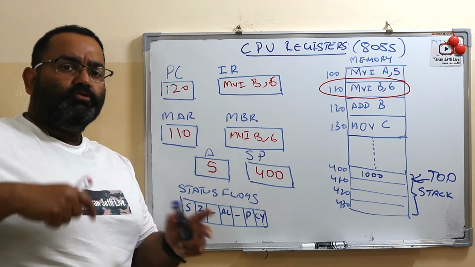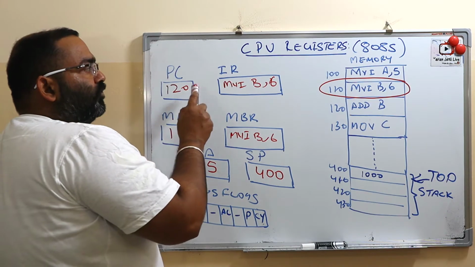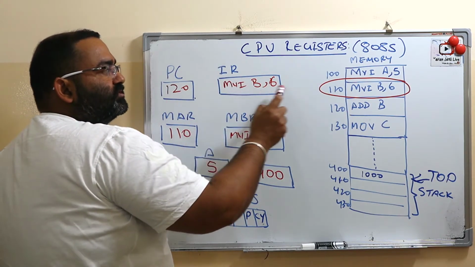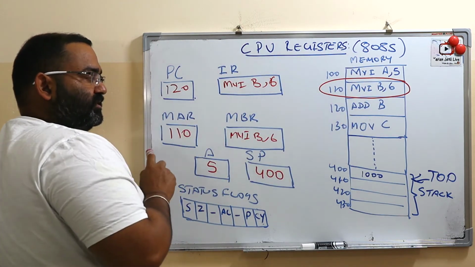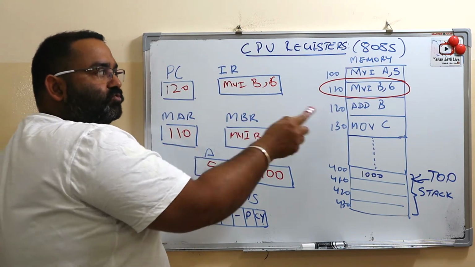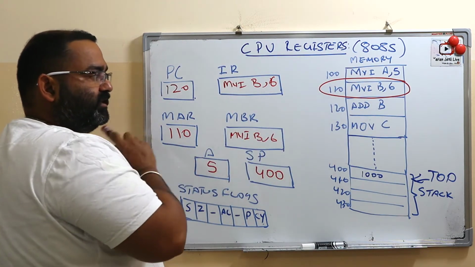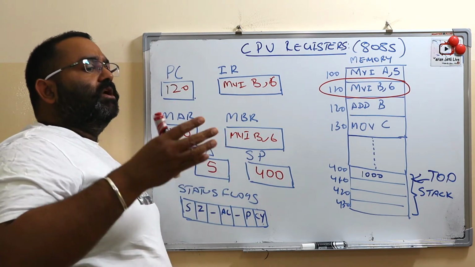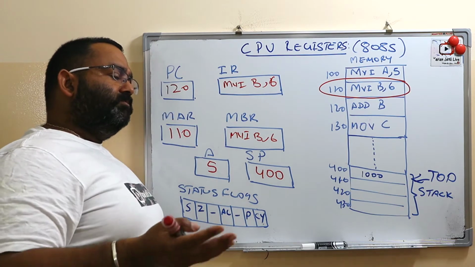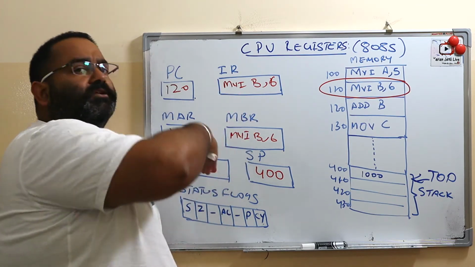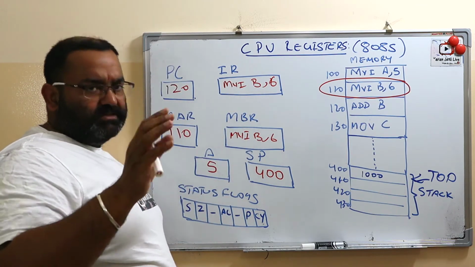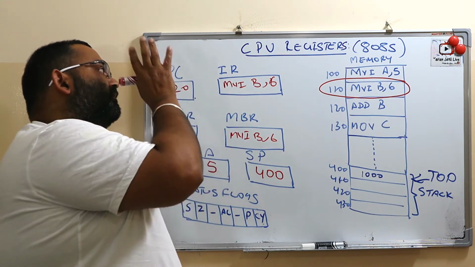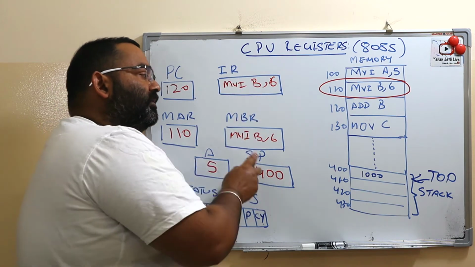So again quickly, the program counter points to the next instruction. The instruction register stores the present instruction. The memory address register stores the address of the present instruction. The MBR stores anything which comes from the memory first, and then from here it goes to the concerned CPU register, or anything which we want to send from the CPU registers to the memory.